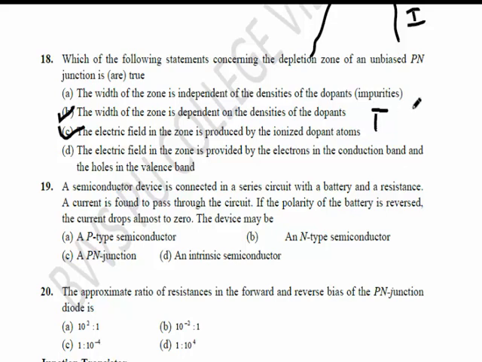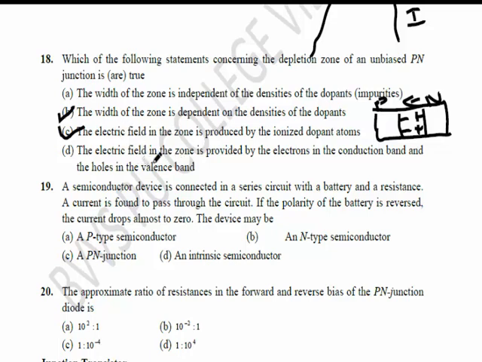Here I will show it in the diagram once again. If you take a PN junction, there are positive fixed ions and negative fixed ions. This will produce an electric field from positive to negative, which means an electric field is produced in the zone of the depletion layer. So B and C are correct.